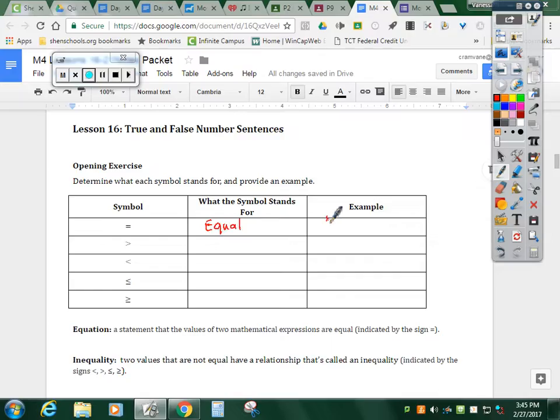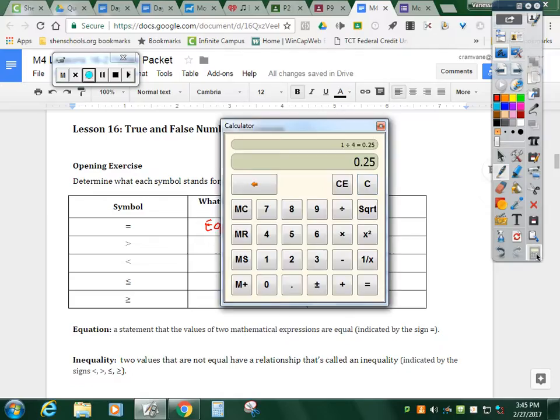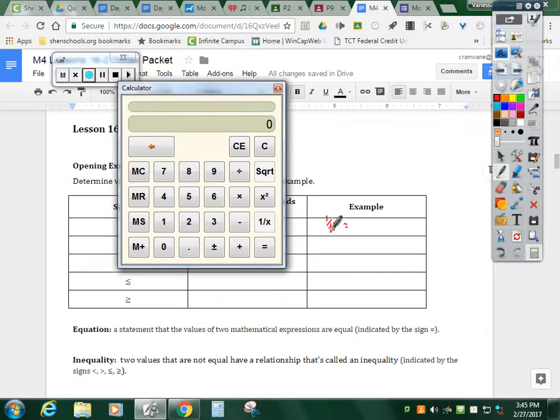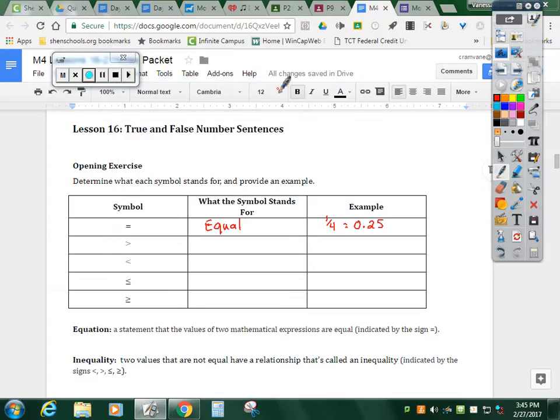Okay, for example, the fraction 1/4 has a decimal equivalent. If you take out your calculator and do 1 divided by 4, its decimal equivalent is 0.25. These two values are equal. They have the same value. Equal signs are always used with equations. An equation is a statement that the values of two mathematical expressions are equal, indicated by the equal sign.